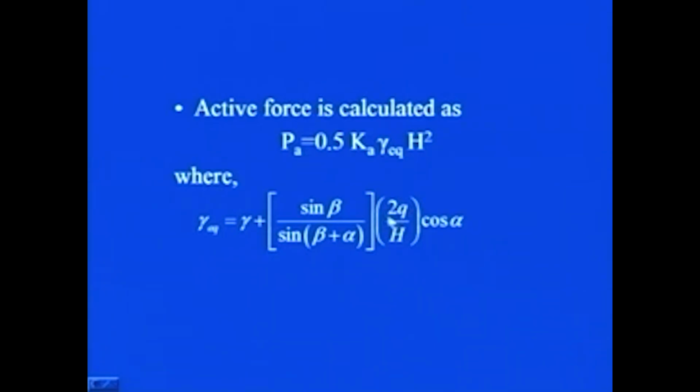But in case this Q is present, that is this surcharge is present, your gamma value will be changing, or you can say that for mathematical simplicity we are representing this equation in this particular manner. That is, gamma has been replaced by gamma equivalent and given by this particular expression as gamma plus sin beta by sin beta plus alpha 2q by h into cos of alpha, where alpha is the inclination of the backfill, beta is the inclination of the back face of the wall from the horizontal.